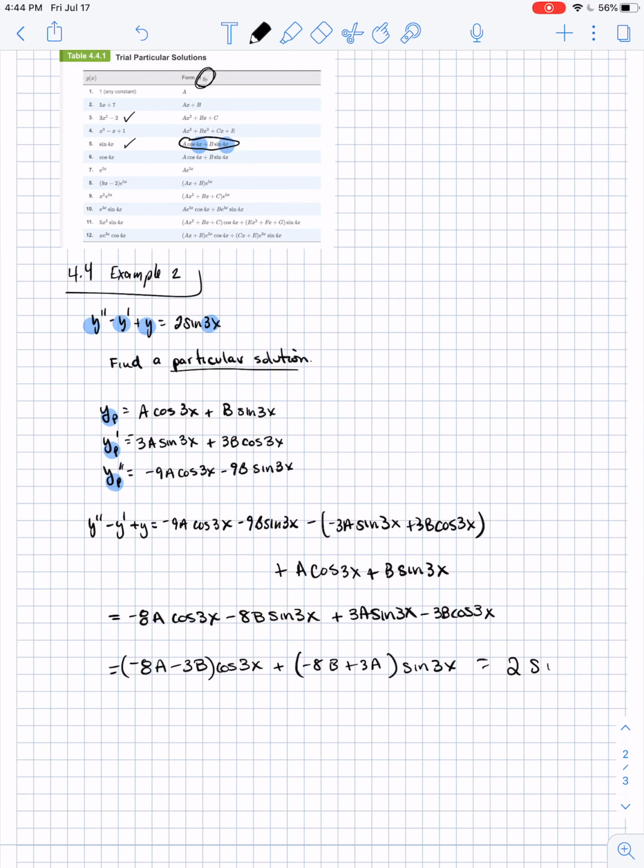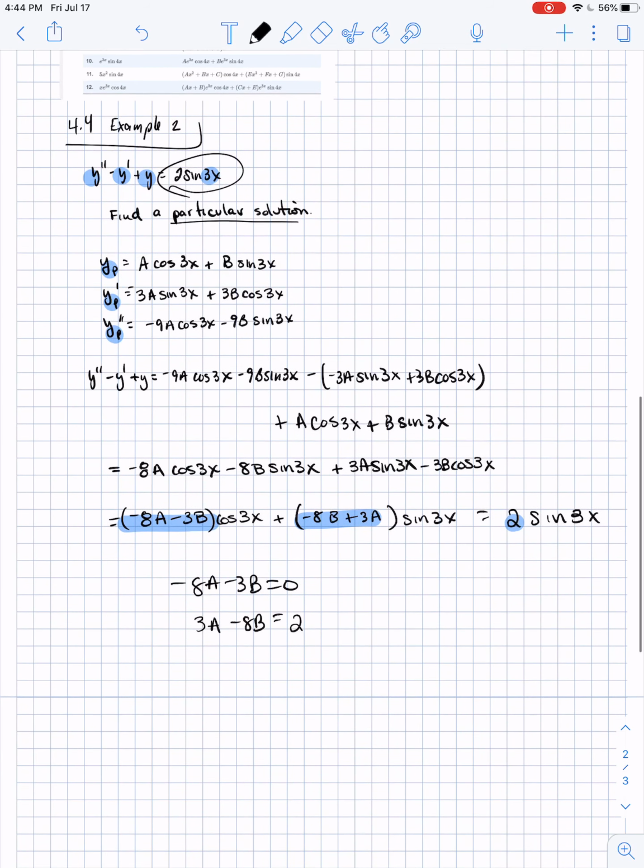So you can see how I start grouping things together, and then I'm trying to compare that to the 2 sine 3x, which we have up here. Here is the cosine, but there is no cosine there. So because there's no cosine, I have negative 8a minus 3b equal to 0, whereas negative 8b plus 3a is going to equal 2. I'll rearrange it so I have a's together and b's together: 3a minus 8b equals 2.